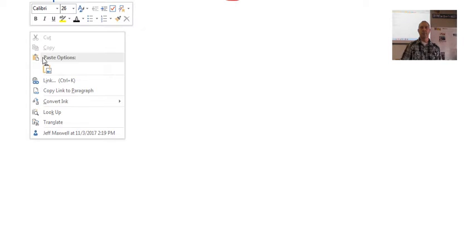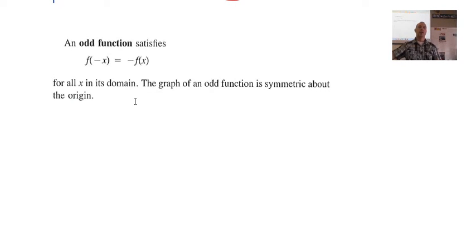Odd function. Let's put that down there in the notes. Odd function. Okay. f of negative x equals negative f of x. You see the slight difference here?